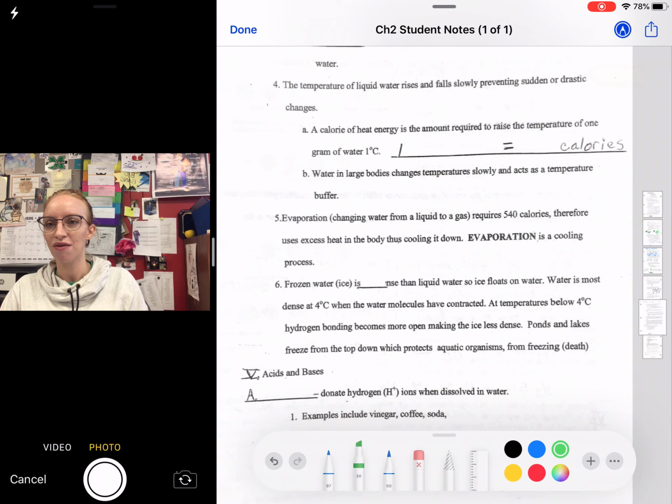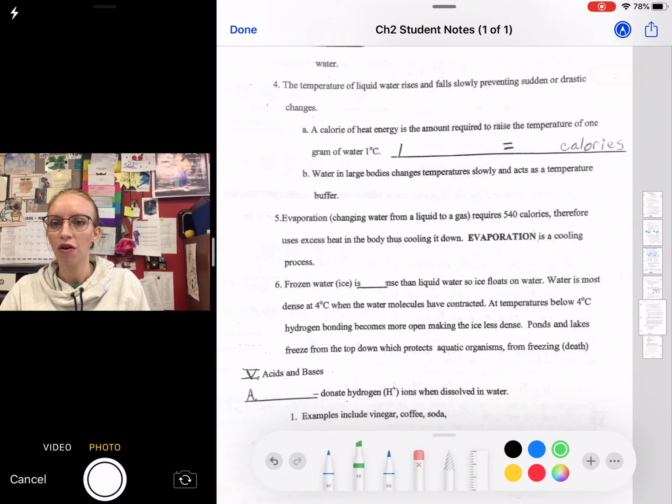And your last blank for water is frozen water or ice is less dense than liquid water. So ice floats on water. Most solids are more dense than their liquid or their gas forms, but water is the opposite. Frozen water is less dense than liquid water. So water is most dense at 4 degrees Celsius when the water molecules have contracted. So colder water will sink before it becomes ice.